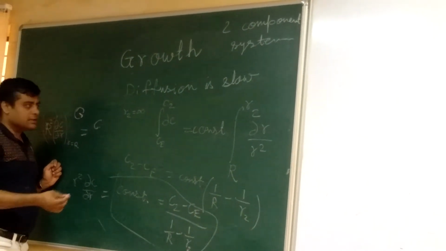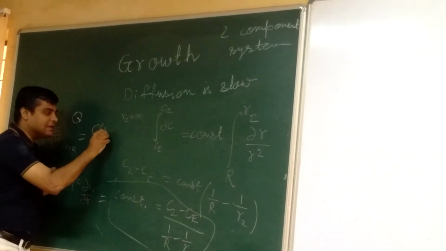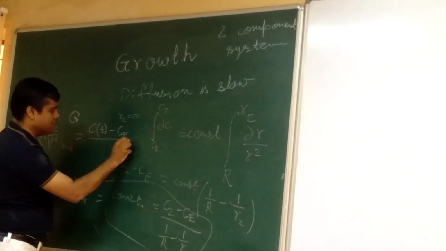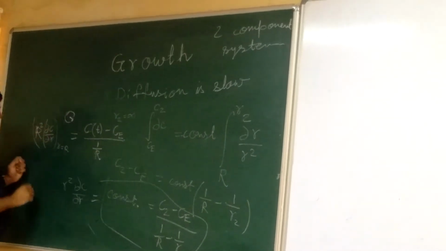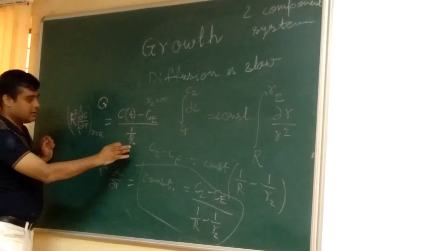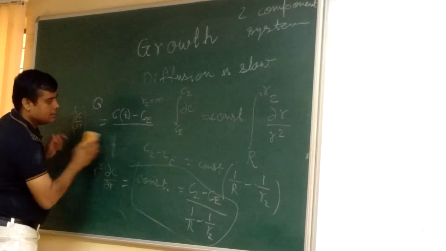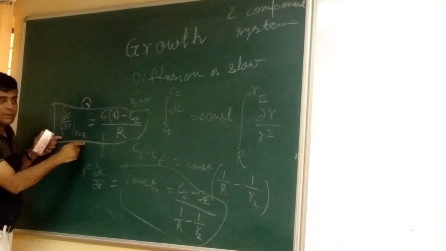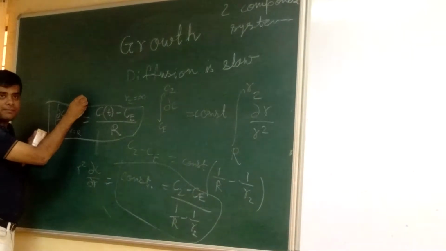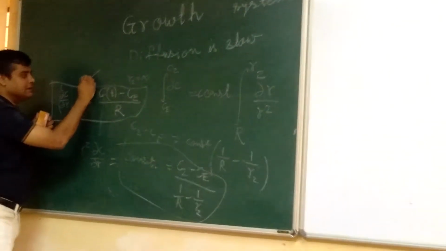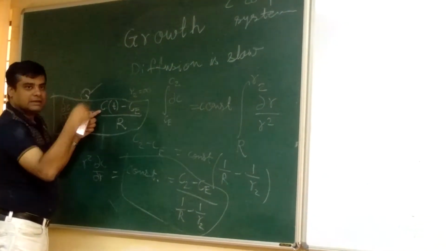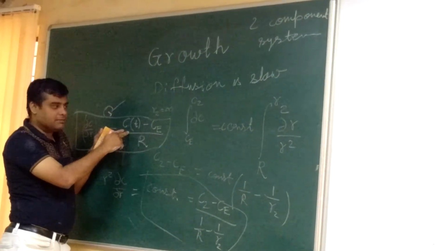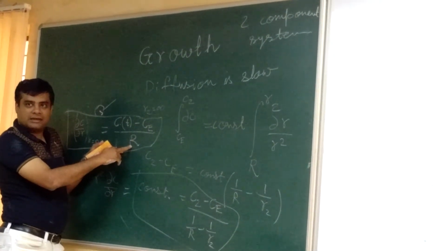C2 is your Ci at the very beginning; at any time t it is Ct minus Ce divided by 1 over R. This R square, when it goes here, will be just R. So we are getting this equation: del C del R at R equal to R, that is at the interface of the precipitate, the concentration gradient is given by Ct, that is the instant concentration in the parent matrix, minus Ce divided by the precipitate radius.